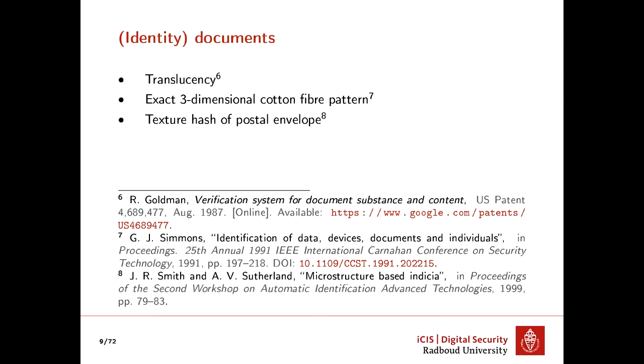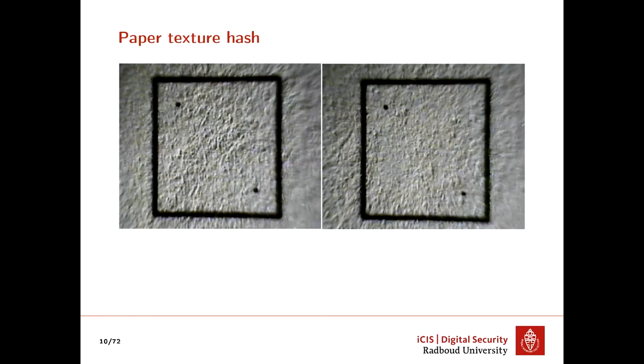And Simmons also said this is infeasible to do. However, in 1999, somebody came up with something similar. They take the texture hash of a postal envelope. So you just print a square on the envelope, take a higher resolution picture of that, and then hash that with a certain hashing code that ensures that all these things collapse into the same bit pattern every time. This works.